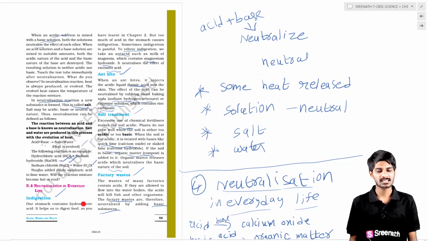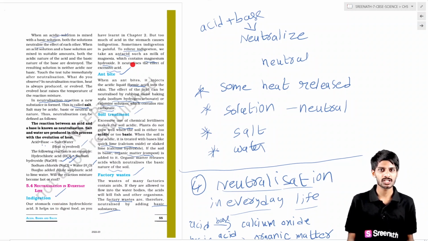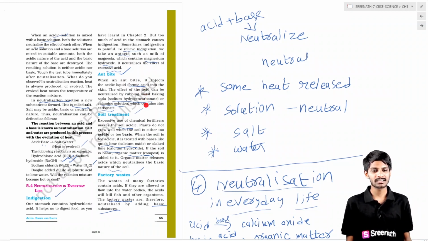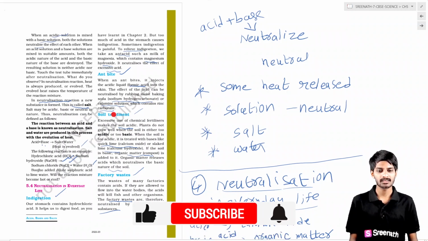Okay, next, what is the fourth topic? Neutralization in everyday life. In the case of indigestion, there is excess of hydrochloric acid. In order to get relief from indigestion, in order to neutralize it, we use magnesium hydroxide. In the case of an ant bite, basically the ant releases formic acid. In order to overcome its effect, in order to neutralize it, we use sodium hydrogen carbonate or zinc carbonate.